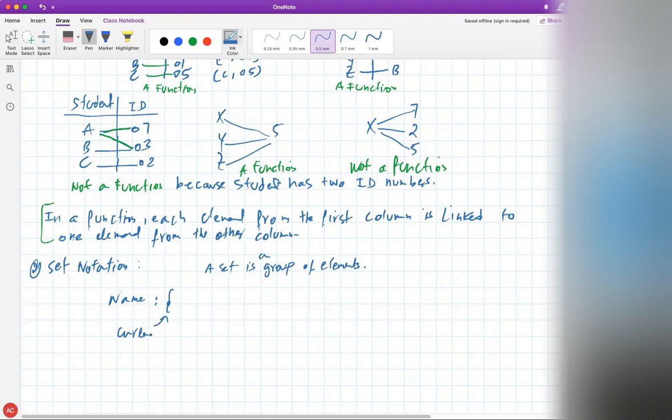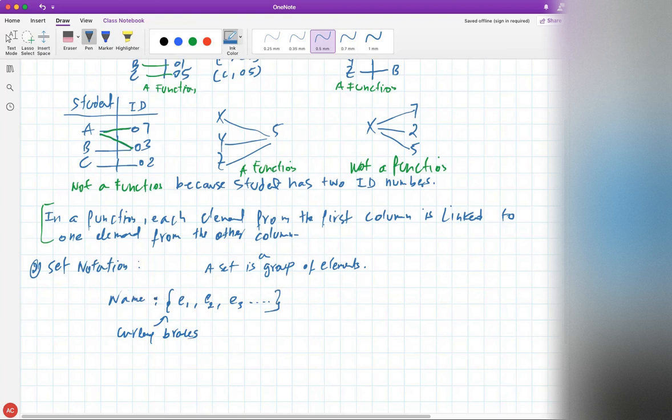Curly braces, and we put some elements inside. Some elements, whatever the elements might be, for example, element 1, then comma, element 2. For example, this could be names of students or types of fruits or whatever, and then element 3, and so on. And we close the curly brace. That's the format for the set notation. The name changes depending on what you're grouping.